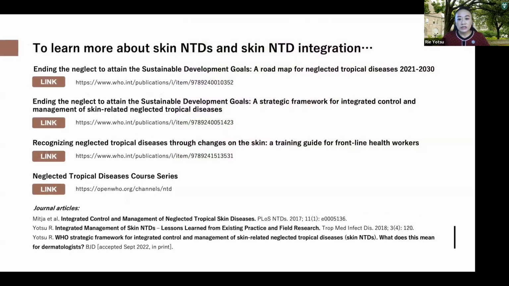Today, I did not go into much detail about each disease, but you can go to these documents as listed. The top ones are from WHO. If you want to know more about the diseases, this is more clinical. Also, you can go to OpenWHO.org for online courses for each disease, and these are some articles about SkinNTD integration. Now I will hand over to Yohana, who will talk more about the grassroots efforts in Tanzania and his good work. Over to you.